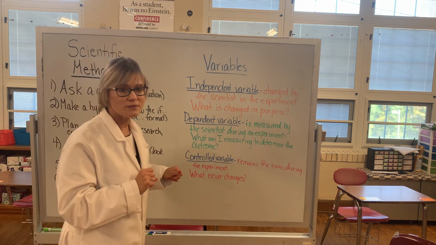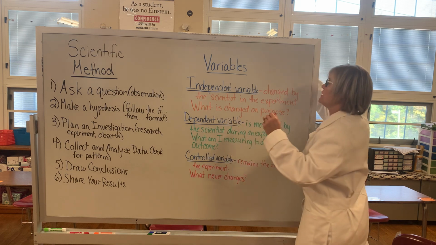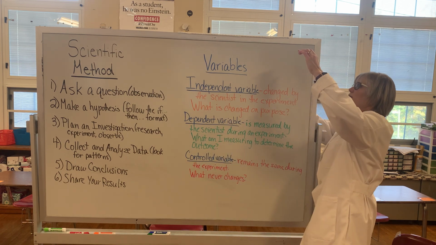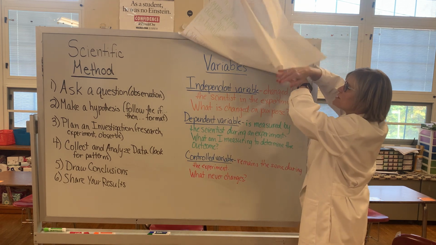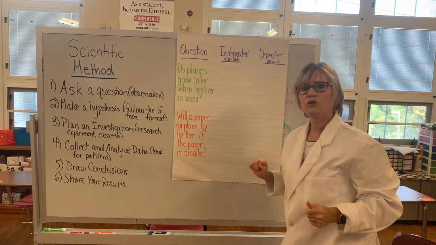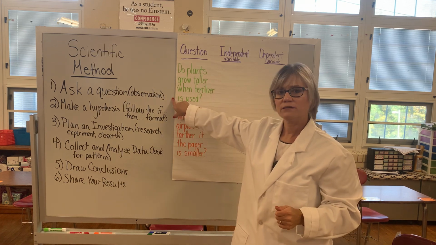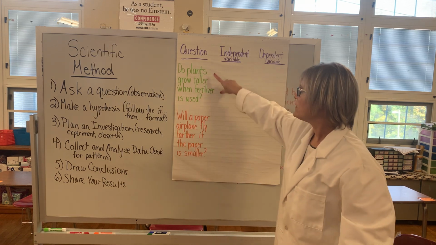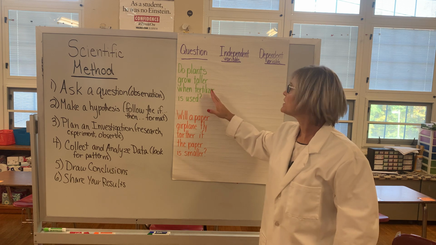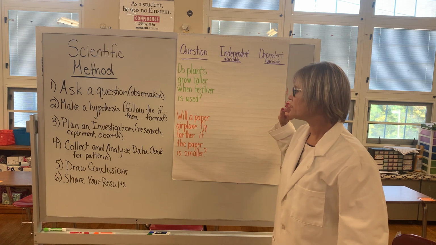So I've got some examples that I want to go over with you. And I've got my handy dandy paper here that talks about different scientific questions that we could ask. So this would be in our asking questions part. And these are questions that we could ask. And then we're going to determine independent, dependent, and control variables.